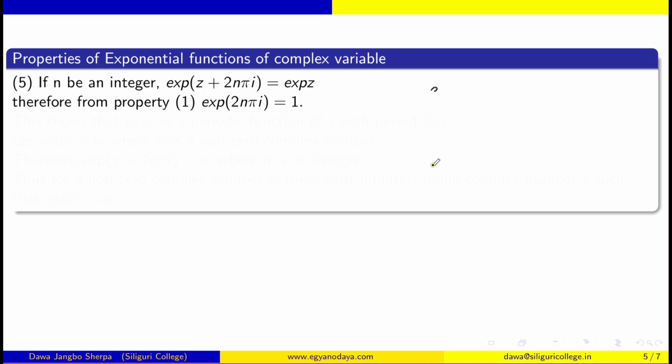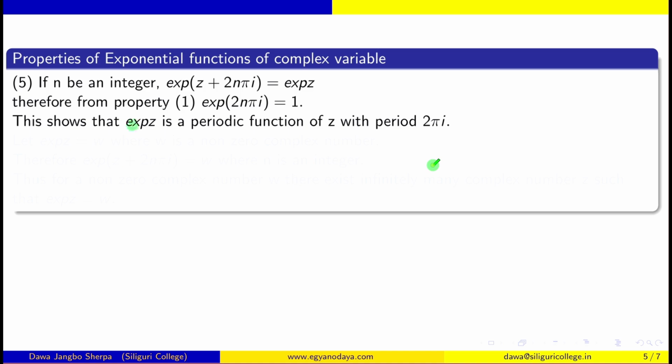This is obviously 1, because you can write exp 2nπi as e to the power 2nπi, which is equal to cos 2nπ plus i sin 2nπ. Cos 2nπ is 1 for any value of n, and sin 2nπ is 0, so it is equal to 1. So this result is obvious: exp 2nπi is equal to 1.